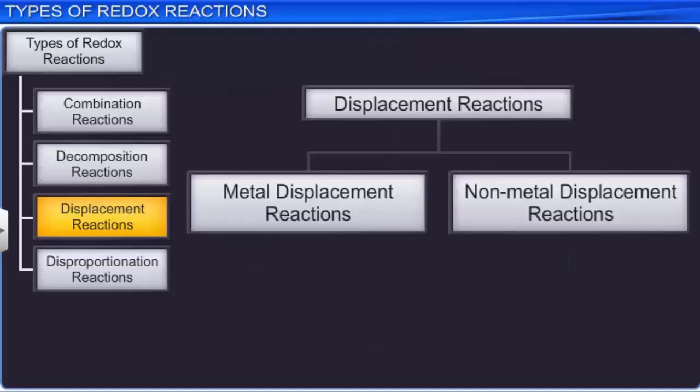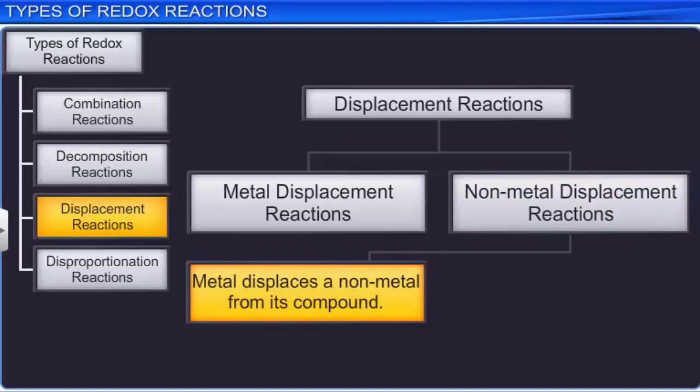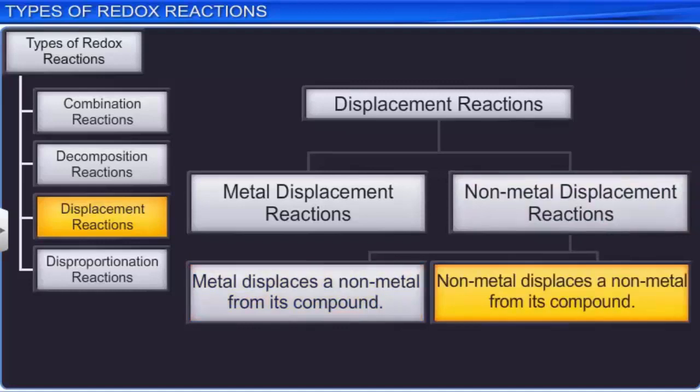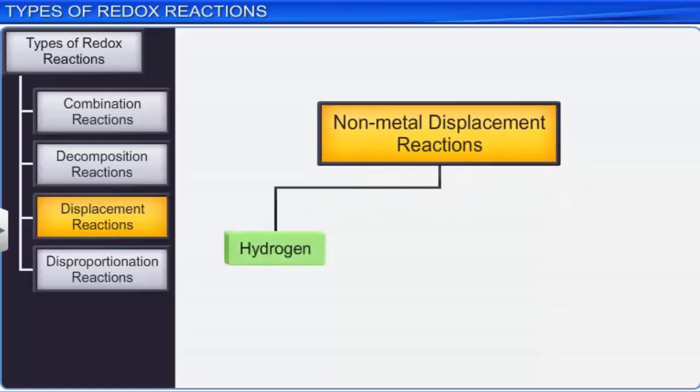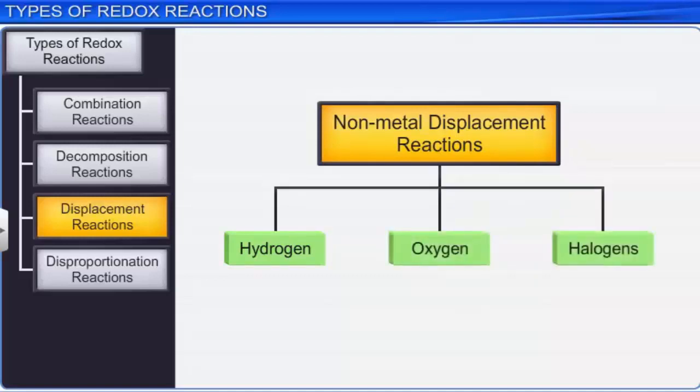The second type of displacement reaction is the non-metal displacement reaction. In a non-metal displacement reaction, a metal or a non-metal displaces another non-metal in a compound. In most non-metal reactions, the non-metal displaced is hydrogen. However, some reactions involve displacement of oxygen or halogens. Let's look at examples of metals displacing nonmetals.